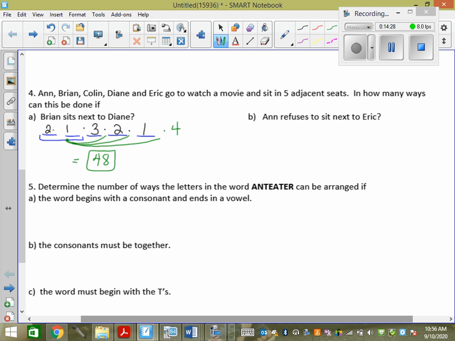Anne refuses to sit next to Eric. That means that they cannot sit together. So what do you do when it says you cannot sit together? Total, no restrictions, minus them together, right? The total way you could sit 5 people with no restrictions is just 5 factorial. 5, 4, 3, 2, 1. And then we're going to subtract them sitting together. And Anne sitting next to Eric is the same amount of ways as Brian sitting next to Diane, right? So I could just subtract off 48. I get 120 minus 48, which is 72.